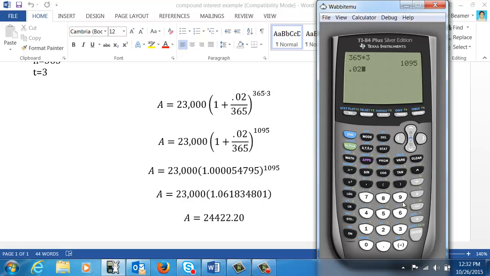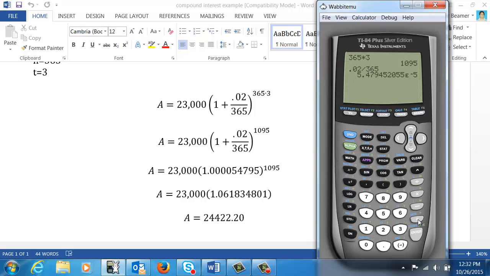So 0.02 divided by 365. And notice I've got a really big decimal here. This is scientific notation. This E tells us that's scientific notation. So that's pretty much this decimal times 10 to the negative 5th power. So really this answer is put in the standard form by moving this decimal to the left 5 places. And that's what this exponent signifies here. So that is scientific notation.